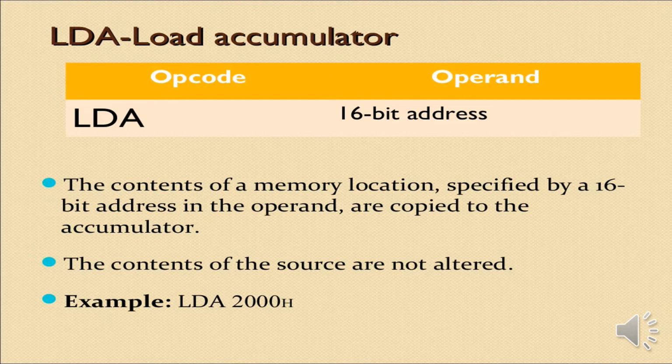The content of the accumulator is altered. For example, LDA 2000H. The memory pointer points to the 2000H memory location. The content of that memory location, the 8-bit data, is transferred into the accumulator. In this way, the memory location data is copied into the 8-bit A register, the accumulator. In this way we can transfer the data.